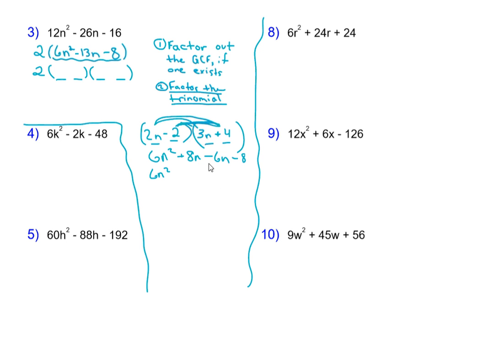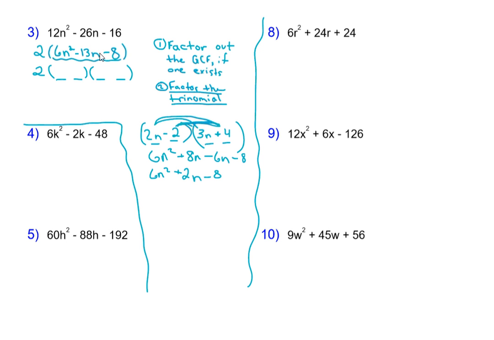The problem is the inside two terms. Do those combine to give you that negative 13n? So is 8n minus 6n negative 13n? And the answer is no. It gives you a positive 2n. So this combination of values does not give us this trinomial.